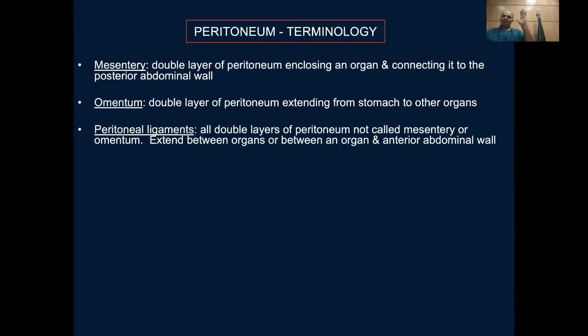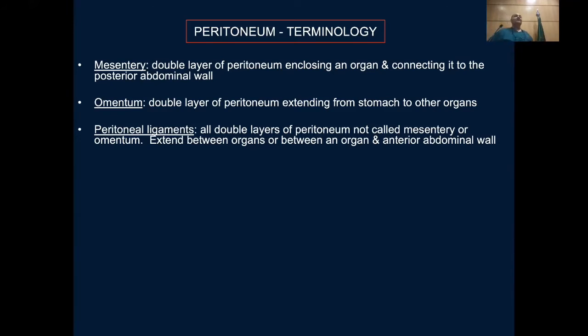Let's stop. Two layers of peritoneum extending from the posterior wall to an organ, we call it mesentery. These two layers, let's say it reaches the stomach, and from the stomach it extends to some other organ, we now call it omentum. Same thing, only a change of name. And now, if we derive these two layers from the anterior abdominal wall or between two organs, and these organs should be other than the stomach, now we call it a ligament.